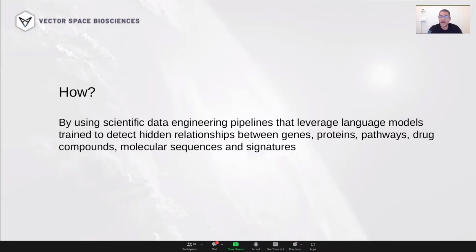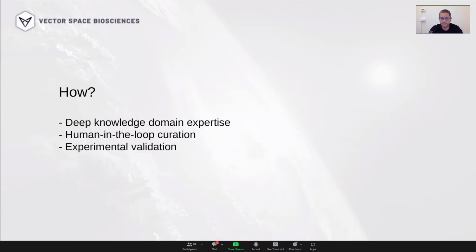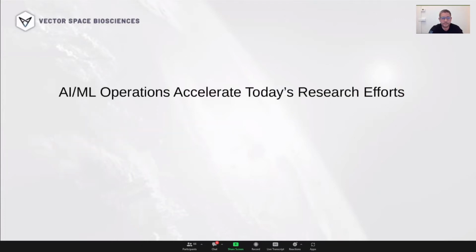Many might ask, well, how do you do that with language models alone? Well, by using scientific data engineering pipelines coupled with language models, which are trained to detect hidden relationships between genes, proteins, and pathways, including compounds, molecular sequences, and signatures. This also includes deep knowledge domain expertise, human-in-the-loop curation, and experimental validation, of course.